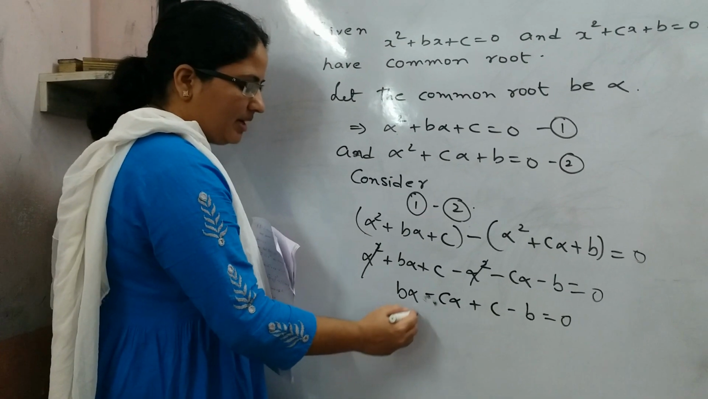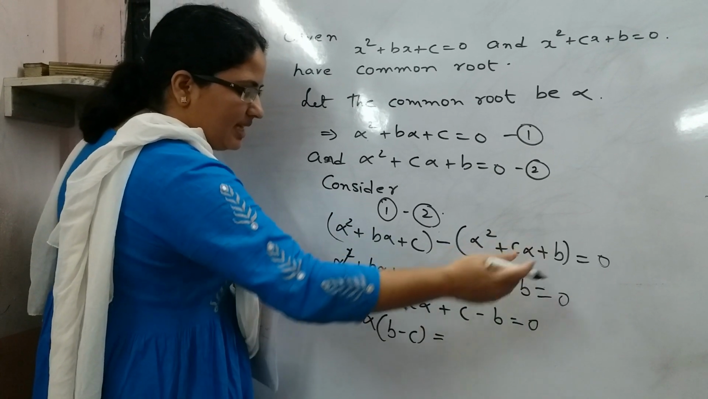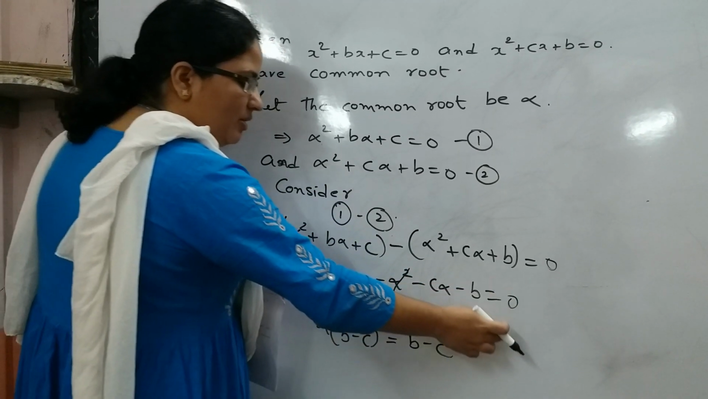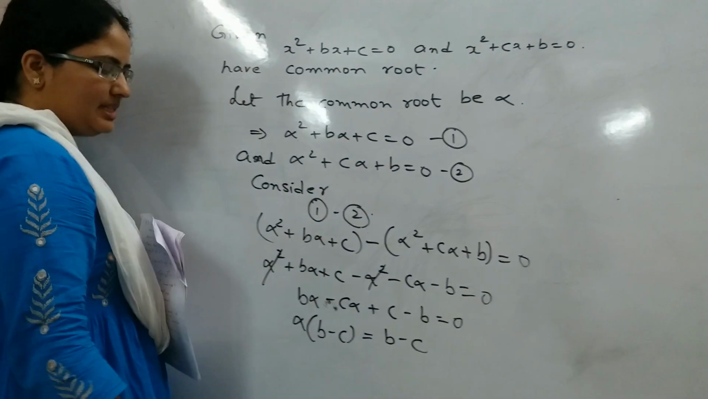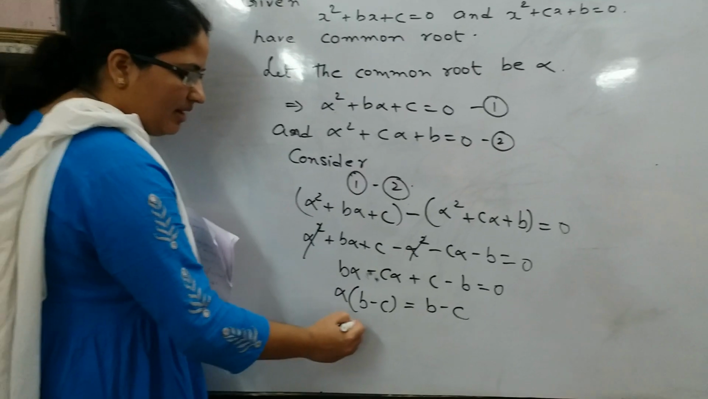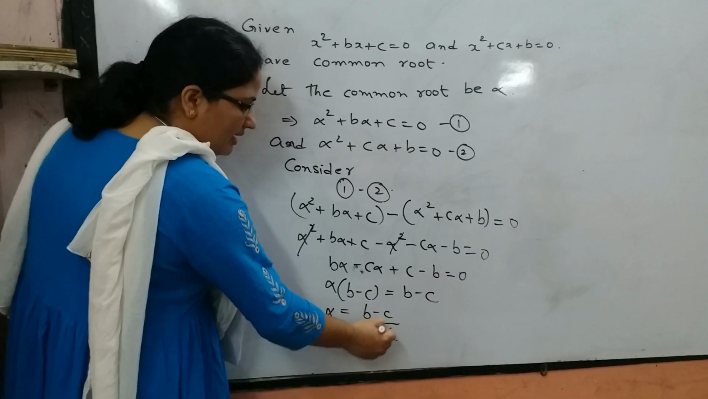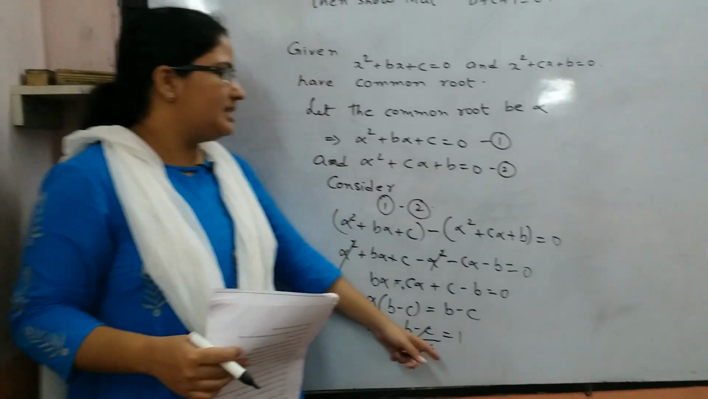Take alpha common, alpha into b minus c. If I send this to that side, you get b minus c. If b goes here it will become plus b, if c goes here it will become minus c. What is the alpha value here? Alpha is equal to b minus c by b minus c, that is equal to 1. So you got the alpha value as 1.